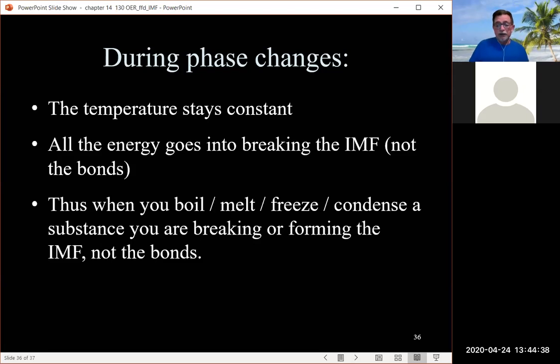Not breaking up the bonds, mind you. We're just breaking up the forces between the molecules. This is a physical change we're talking about, not a chemical change. Okay, and the way the graph showed, we're going from left to right. That's by adding energy into the system. You can reverse it, go the opposite direction. We're taking energy away from the system and bringing it back to gas, liquid, and solid. Same scenario.